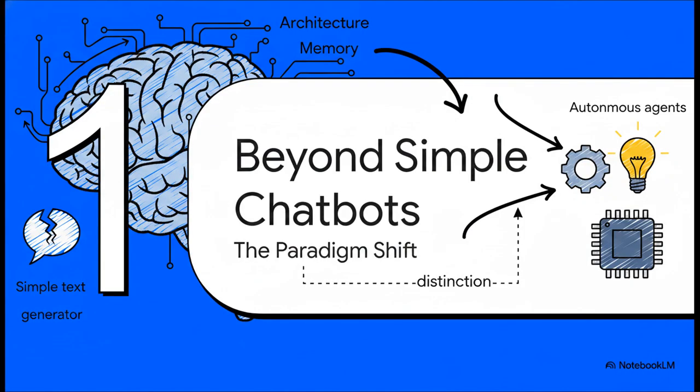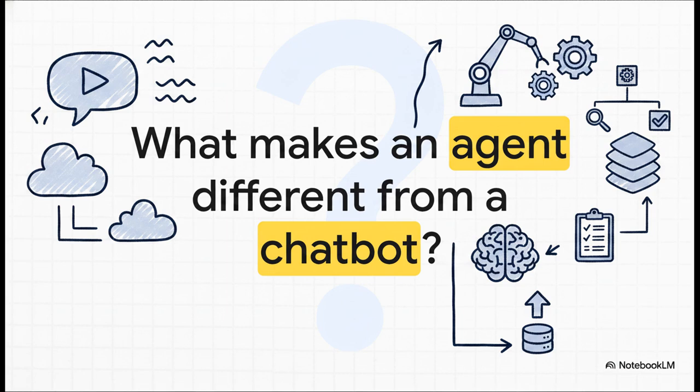Section 1. Beyond simple chatbots, the paradigm shift. So I want you to ask yourself, what actually separates the AI you just passively chat with from an entity that can autonomously go out and act on your behalf? You know, it's really easy to blur the lines here because sure, they both rely on large language models at their core, but their architectures serve entirely different purposes.